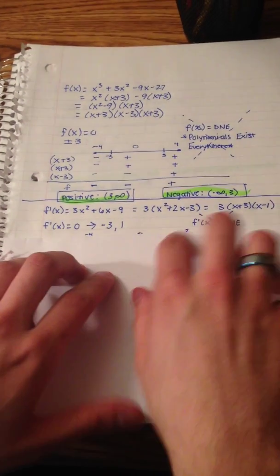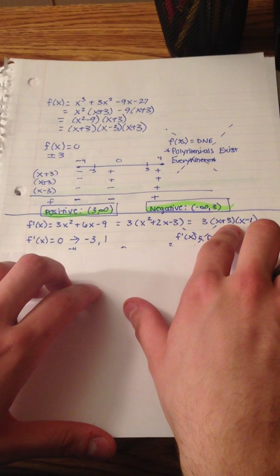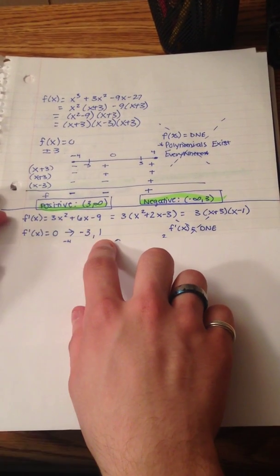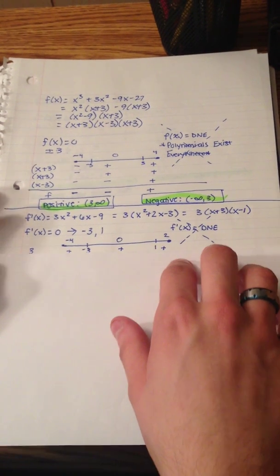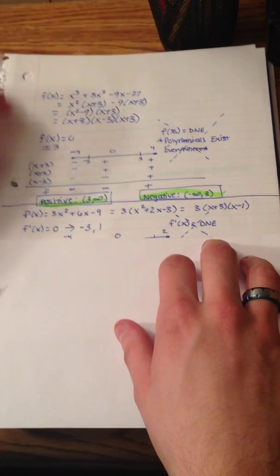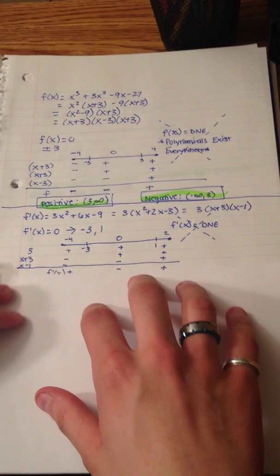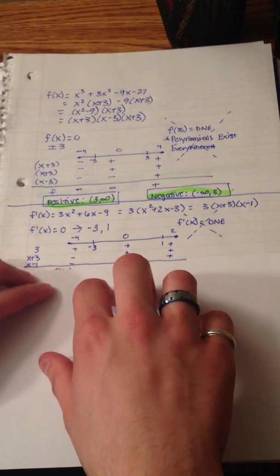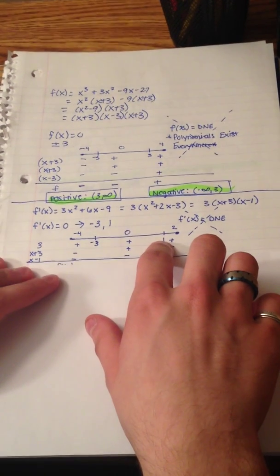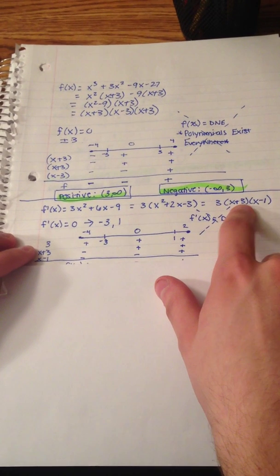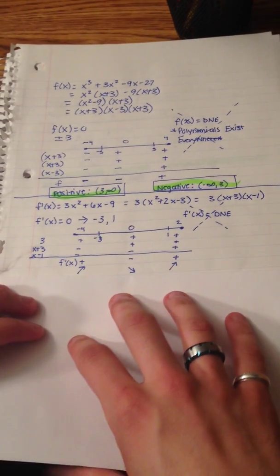Again, looking at it in its factored form, we can see the zeros of the function. Those are negative 3 and 1. Again, since it's a polynomial, it exists everywhere, so there's not a spot where it does not exist. We'll make our sign chart again with our critical values of negative 3 and 1, and our factors listed on the side: 3, x plus 3, and x minus 1.